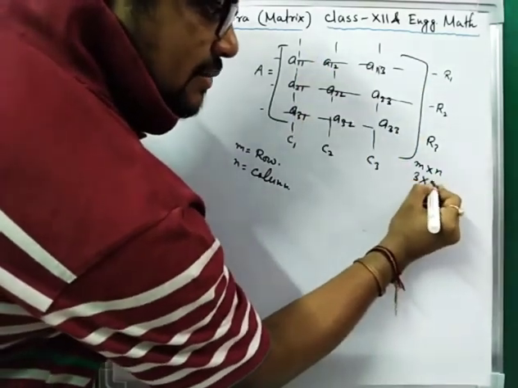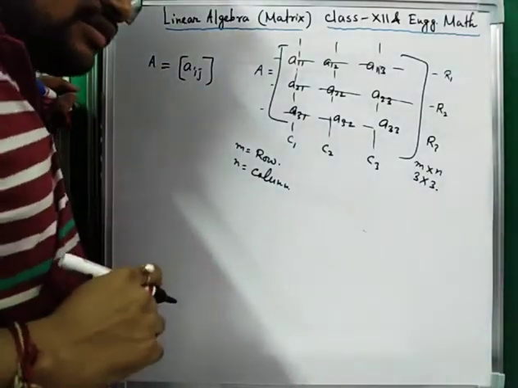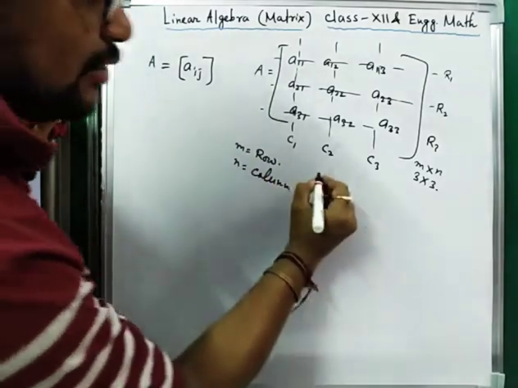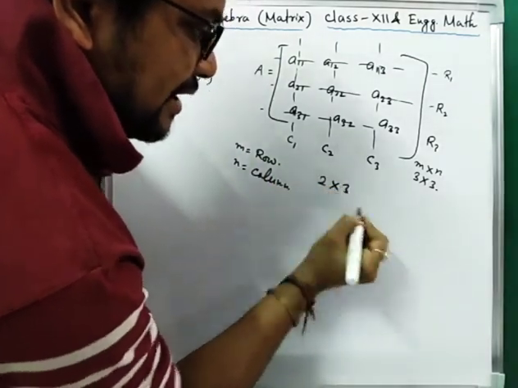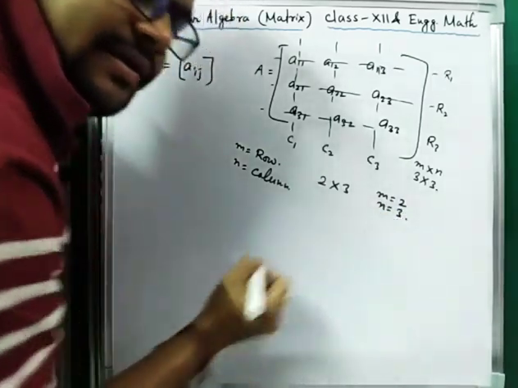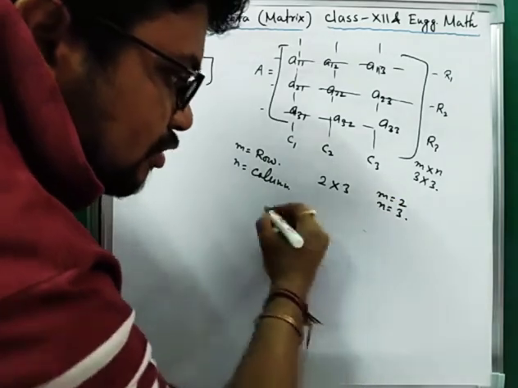So this matrix is nothing but 3 cross 3 matrix. In this way you have to represent. Suppose I want to represent a 2 cross 3 matrix. 2 cross 3 means M equals to 2 and N equals to 3. Okay, so M equals to 2 means number of rows must be 2. Number of rows means horizontal lines.